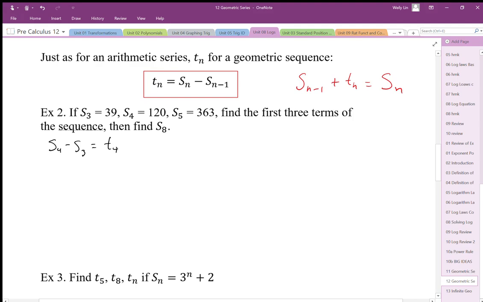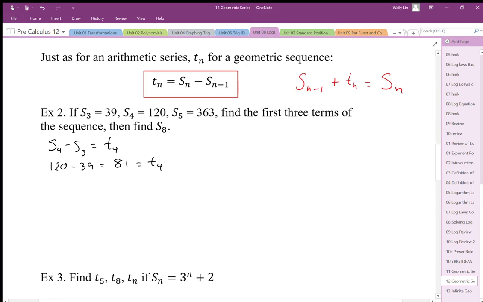Again, this works not just for geometric, it also works for arithmetic series because that's the nature of a series. We're adding up terms. Not just with the arithmetic series, but in fact with any series. But this allows us to get T4. So in this case, T4, when I work this out, is equal to 81.